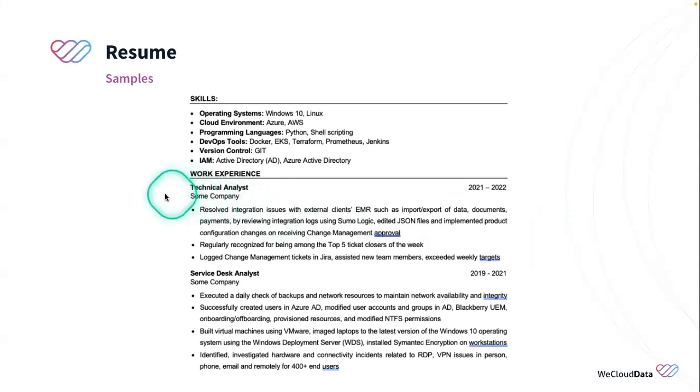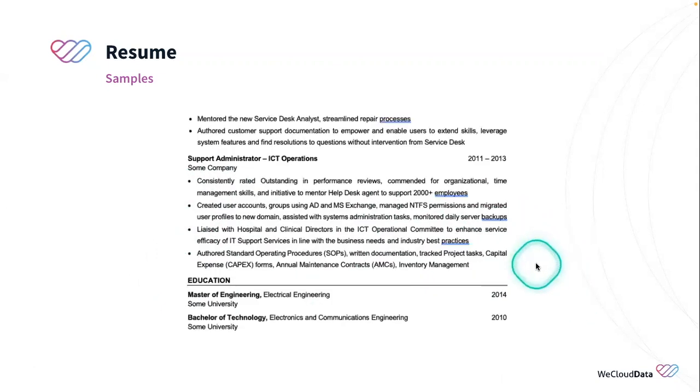Okay, so in terms of their work experience, they did tech analyst, service desk, or your IT support types of things, VMware. Okay, support admin again, and then their education is pretty impressive as well. Master of Engineering, Bachelor of Technology.